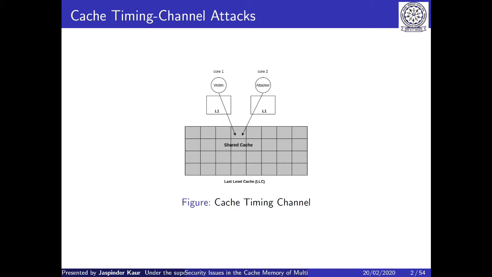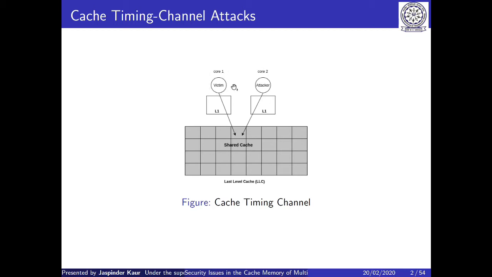The attack is possible in both single core and multi core architecture. So in this architecture, let us assume that this is core one, where the victim application is running. That means the application where the AES encryption algorithm is running. And the other core, core two, is running an attacker application whose only intention is to steal the encryption key of the application which is running on core one.